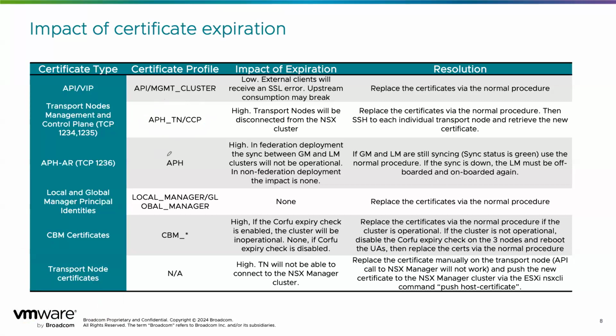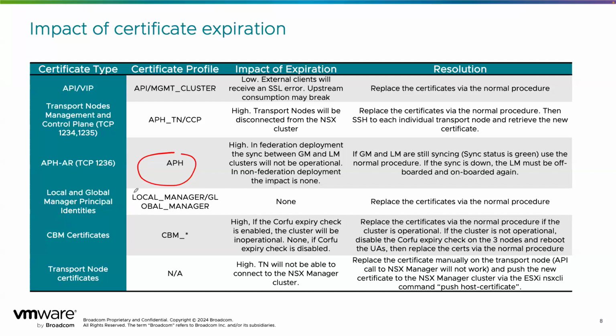The third category is the APH certificates, which are used for the synchronization between global and local manager for the control plane. Those certificates are long-lived if you come from an older version, so they are 10 years, but they are only 825 days if you start with a fresh 4.1 install. Those are really critical if you are doing federation, and not critical at all if you are not. The problem is that if they expire right now, we don't have a way to replace them, so basically we need to offboard and re-onboard the LM. So this is the current situation if those certificates expire.